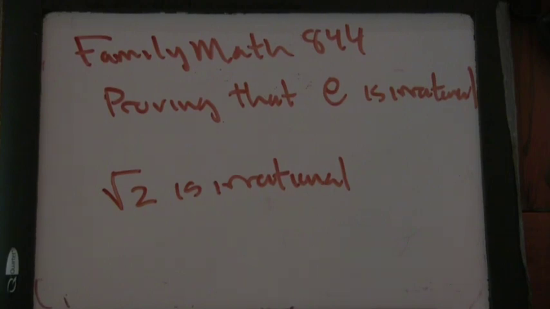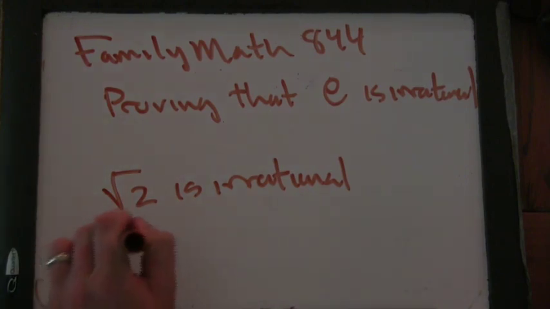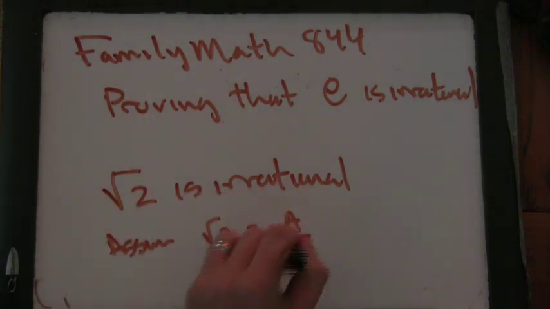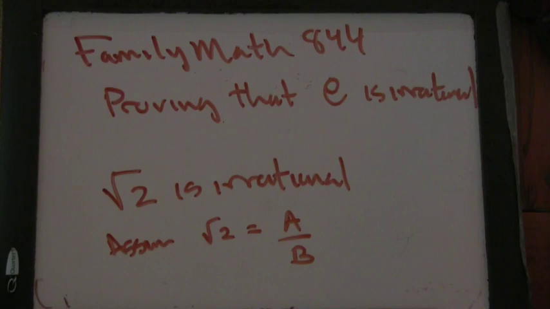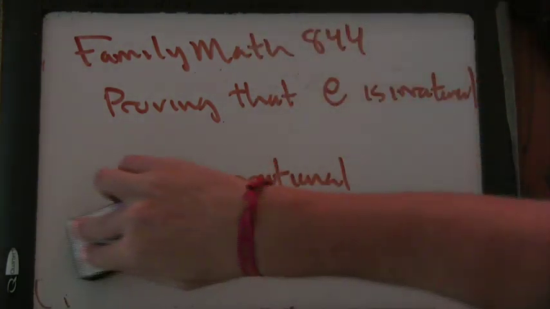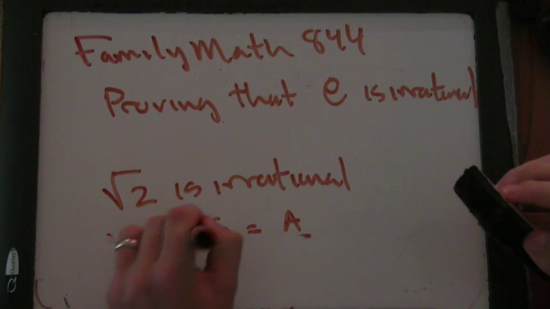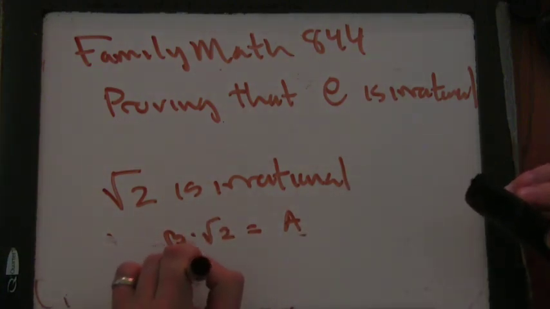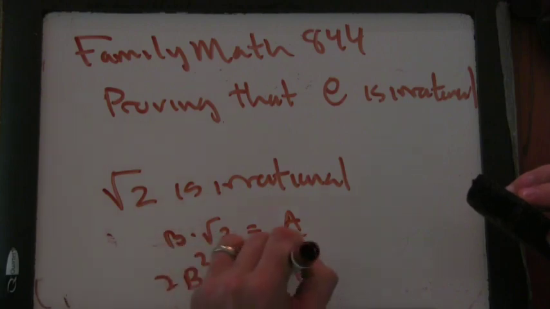So square root of 2 is irrational, so you assume that it is rational. So you can write it as a ratio. So assume square root of 2 equals a over b. Then you want to simplify it, so you multiply by b to get rid of the fraction. So then b times the square root of 2 equals a. Then you square both sides. 2b squared equals a squared.